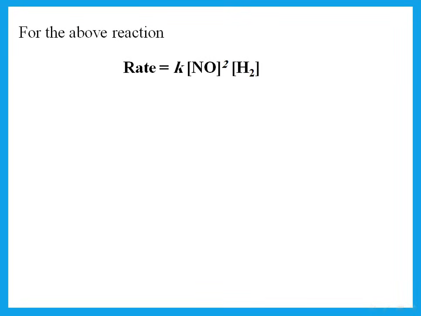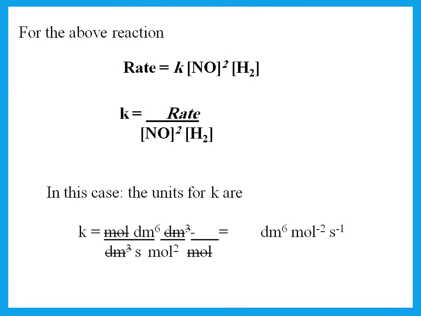Okay, again, if he says, okay, we have decided that this is the rate equation for this reaction, then I can use it to get K. K would be the rate over concentration of NO to the power 2 times concentration of hydrogen. Now, he will give you values for concentration of NO and concentration of hydrogen, so you can put that into the equation and get K.